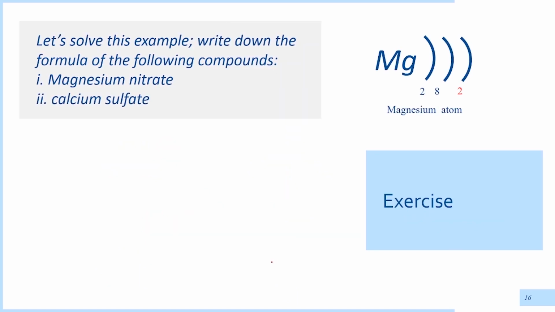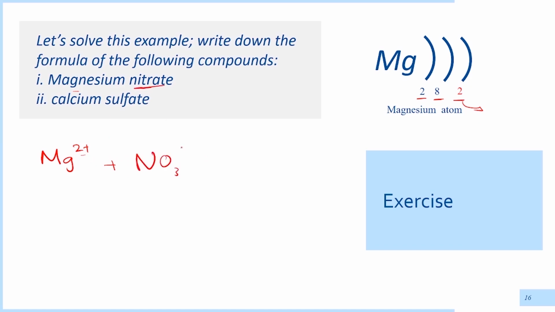Let's solve this example. Write down the formula of the following compounds: magnesium nitrate, calcium sulfate. First, magnesium nitrate. Magnesium forms a positive cation. The magnesium atom has 12 electrons, 2 in the K shell, 8 in the L shell, and 2 in the M shell. It loses 2 electrons from the M shell when forming the ionic bond to reach the stable configuration, forming the magnesium cation Mg2+. Nitrate NO3 has 1 negative charge.